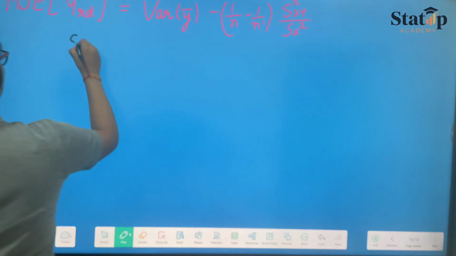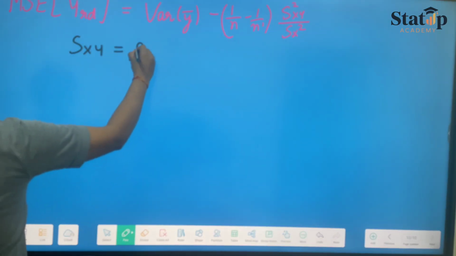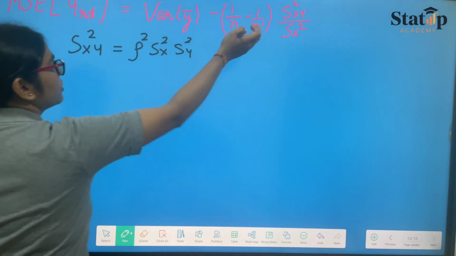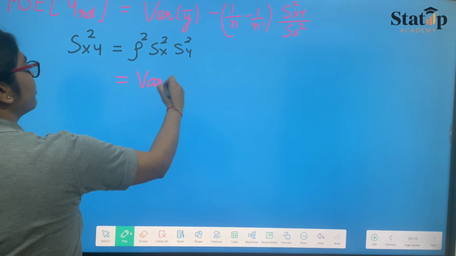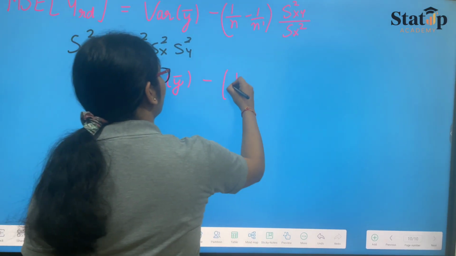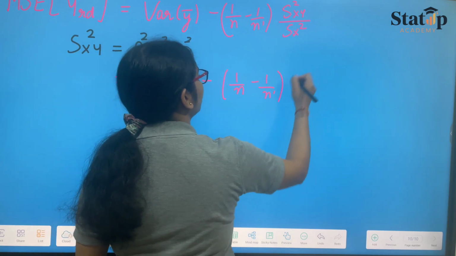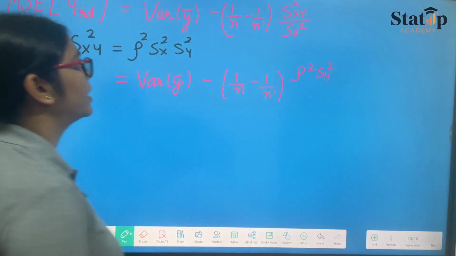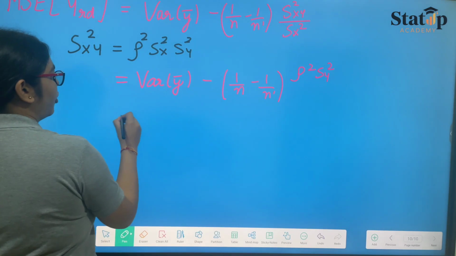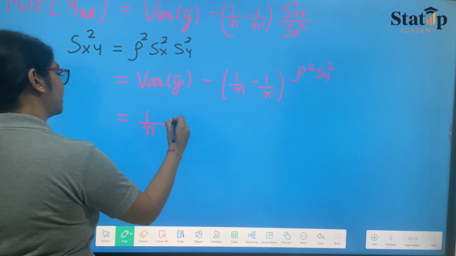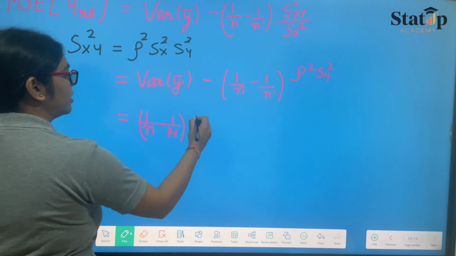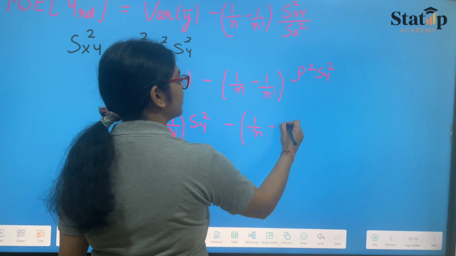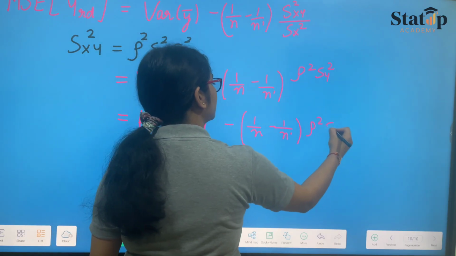Now we know that Sxy is nothing but rho Sx into Sy, and whole square would be square of all the terms. So replacing that here, we will be getting variance of y bar minus (1 upon n minus 1 upon n prime) into Sx square rho square Sy square, because Sx and Sx square get cancelled. We are left with this. Now opening variance of y bar. Variance of y bar is nothing but (1 upon n minus 1 upon capital N) Sy square, and this would be minus (1 upon n minus 1 upon n prime) rho square Sy square.